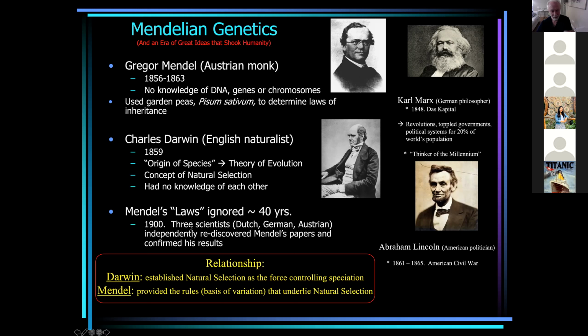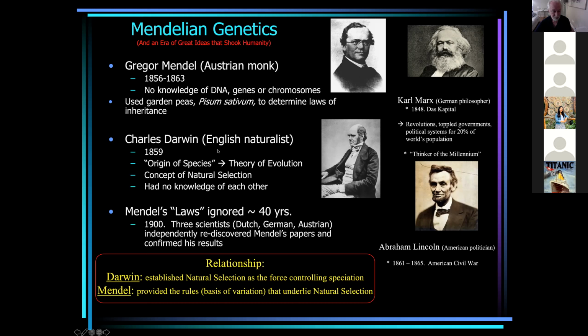And then about 1900, three different scientists from different countries repeated what he claimed in his work and found that his results were entirely repeatable. So suddenly Mendel's observations had credibility, and that's when genetics really took off.